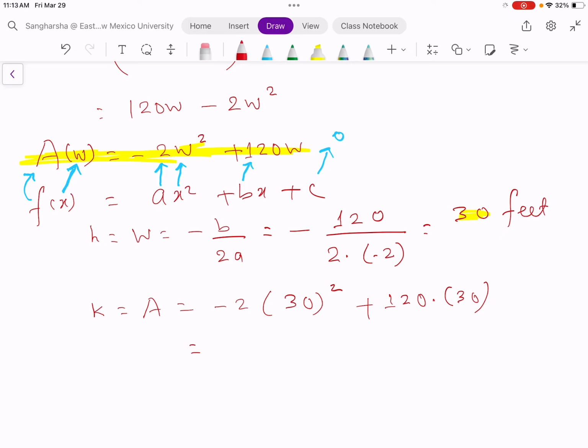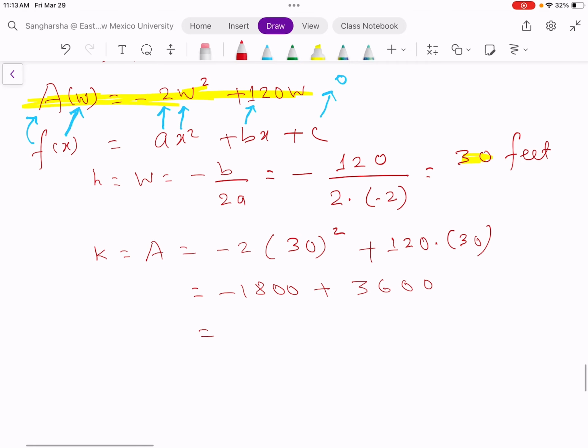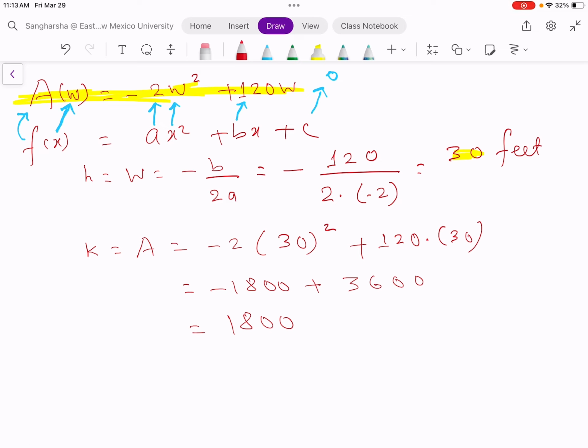Now if we simplify this, we have -2 times 30 squared, which is 900 times -2, which is -1800, plus 120 times 30, which is 3600. And this is positive 1800. So we know the maximum area is 1800 feet squared, and the maximum width is 30.